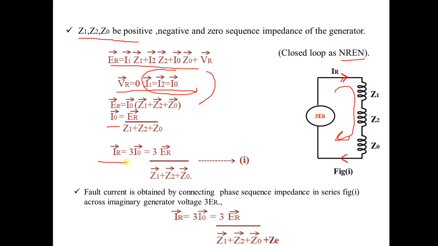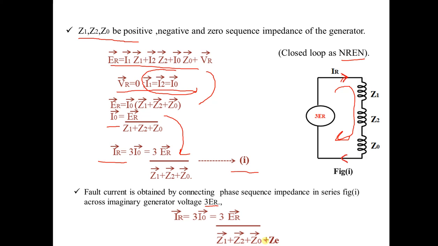So here this is my fault current in R phase, so 3 times I naught. What is I naught here? This is the equation, I'm just keeping this as equation 1. Fault current is obtained by the phase sequence in series from equation 1, and my generated voltage is 3 times ER. So IR will be equal to 3 times I naught vector, equal to 3 ER vector by Z1 vector plus Z2 vector plus Z0 plus ZE.